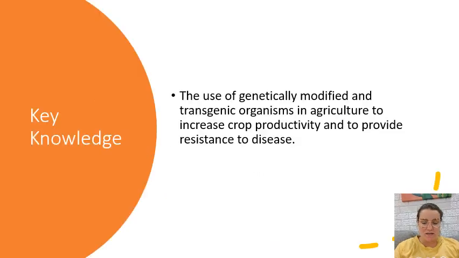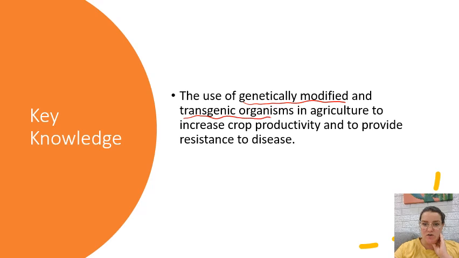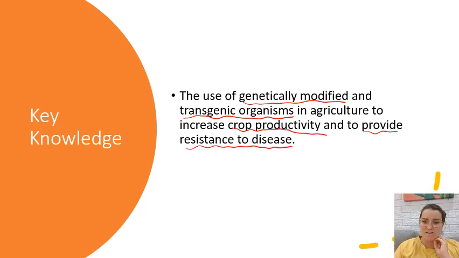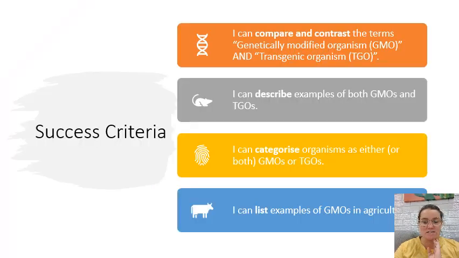So the key knowledge behind this video is the use of genetically modified and transgenic organisms in agriculture to increase crop productivity and to provide resistance to disease. So the key words there would be genetically modified versus transgenic organisms, and we're going to go through that, as well as crop productivity and resistance to disease. So how are we changing the genome of these crops to do these two things, increasing productivity and resisting disease?